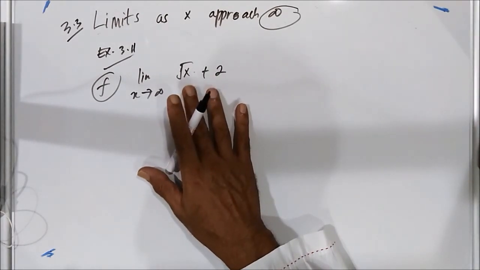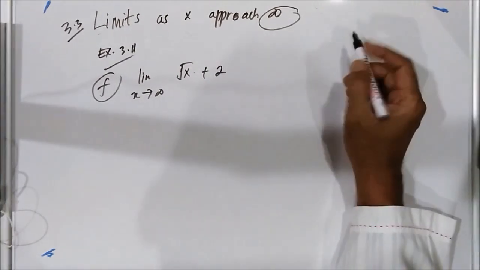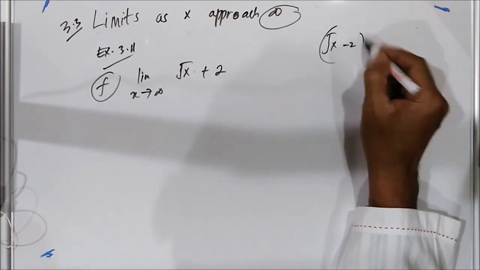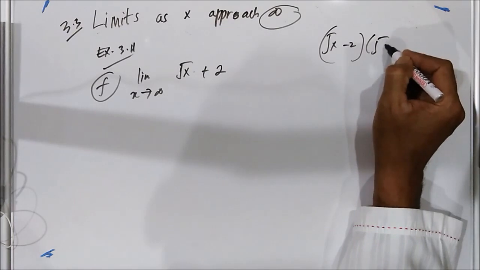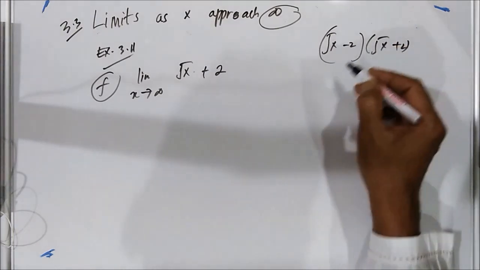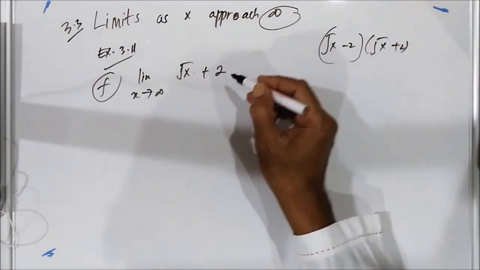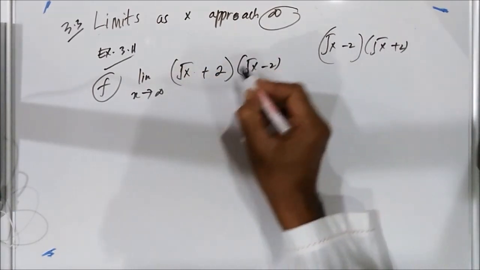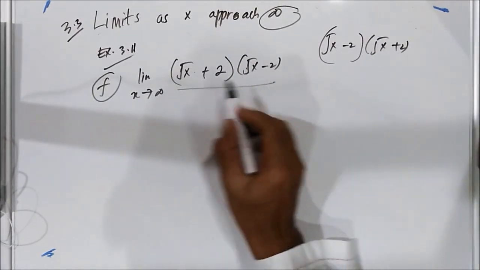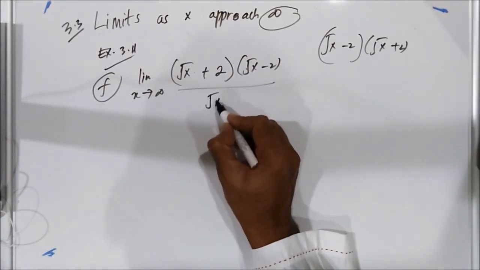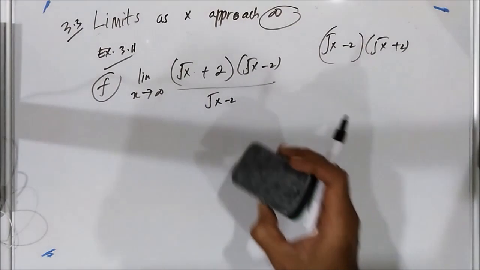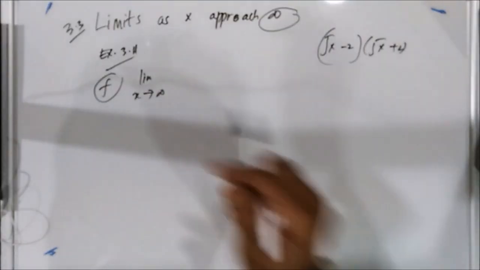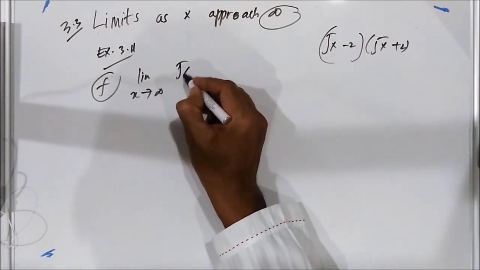For this case, if you have square root of x minus 2, you just multiply by square root of x plus 2. If you have square root of x plus 2, you just multiply by square root of x minus 2. So don't forget to put down here square root of x minus 2.